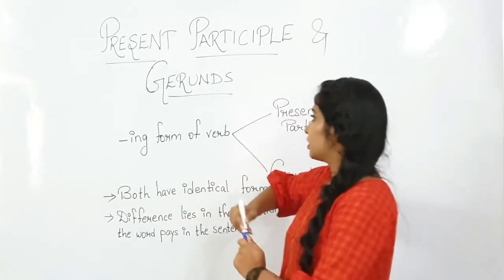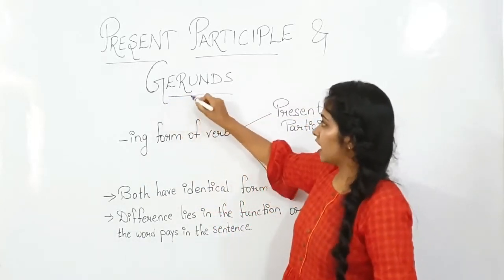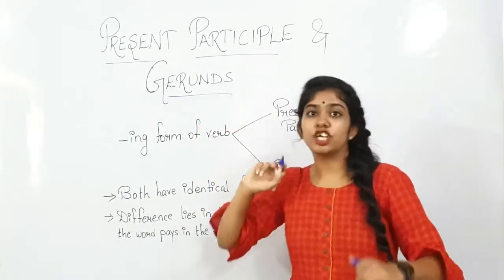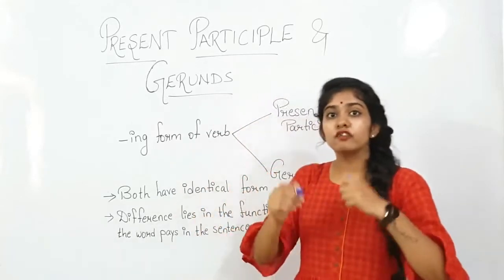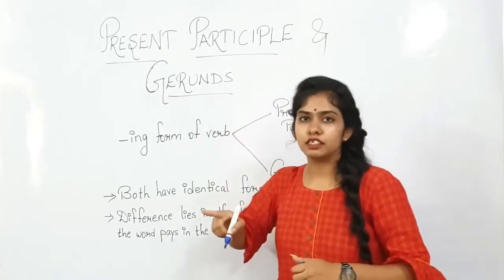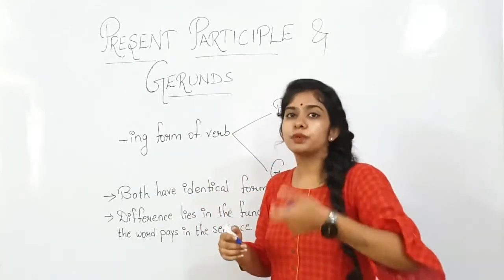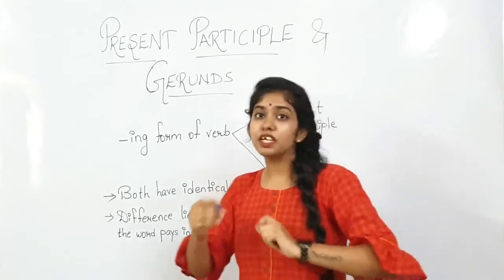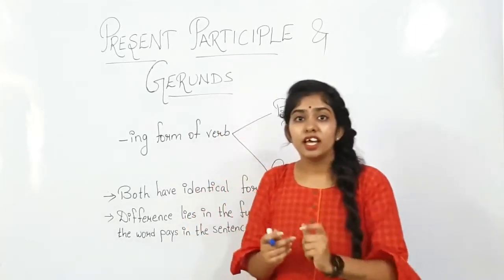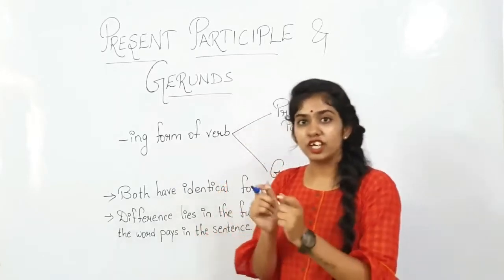But before that, let me tell you that when you are reading this word, this is gerunds. But you don't have to pronounce the D over here. Over here the D is silent. So you will speak it as gerunds. The D you will not pronounce. You will not speak like this way. You will speak as gerunds.